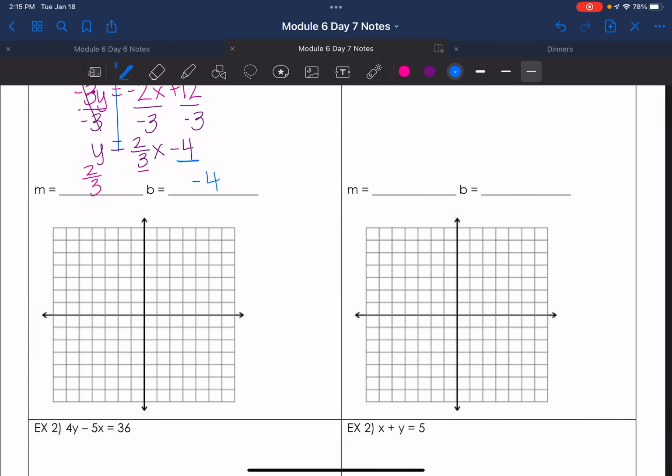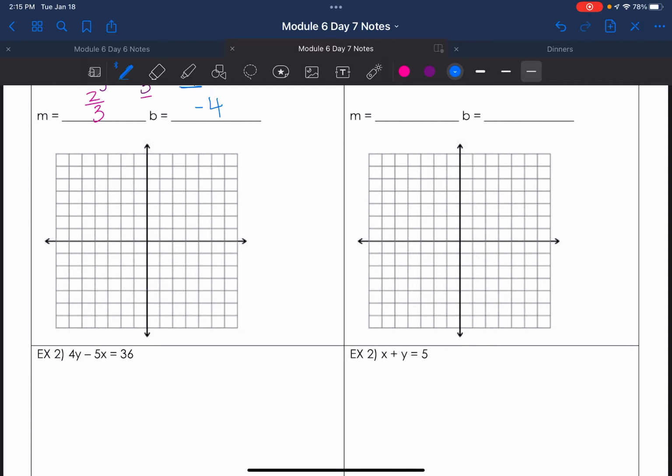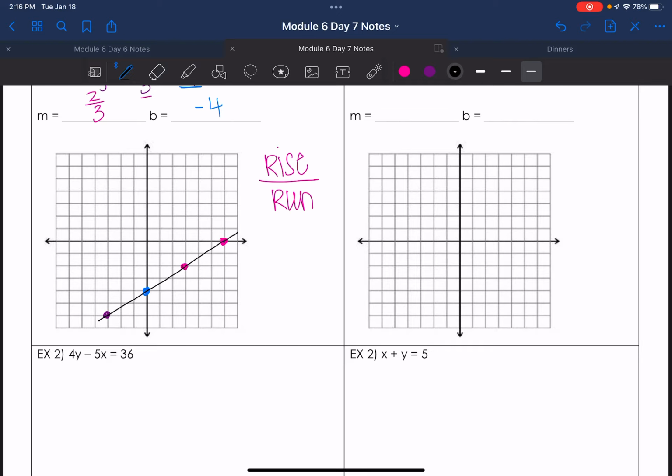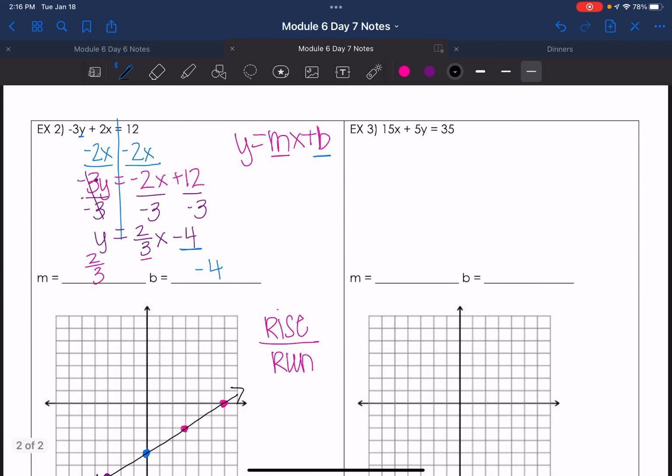So that means that my starting point here is going to be -4 on the y-axis. And then I go up to the right 3 because my slope is rise over run. So that top number means that I'm moving up 2 and then to the right 3. Up 2 to the right 3. And again, I can also go down 2 and to the left 3 because 2 negatives make a positive. So I'm going to go ahead, connect my dots. And that's it. All right, so on to the next one.